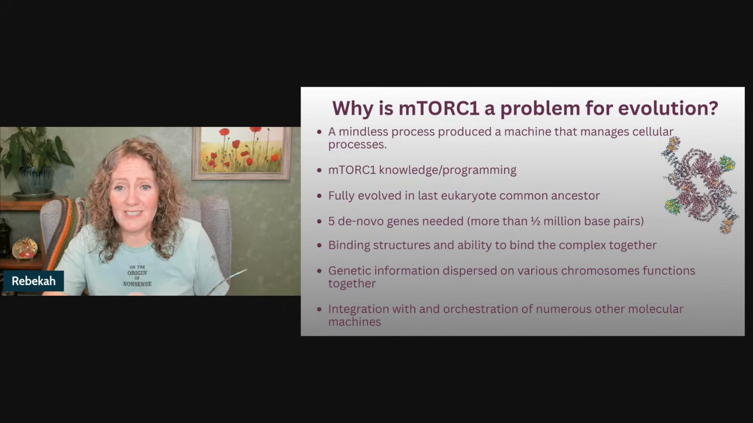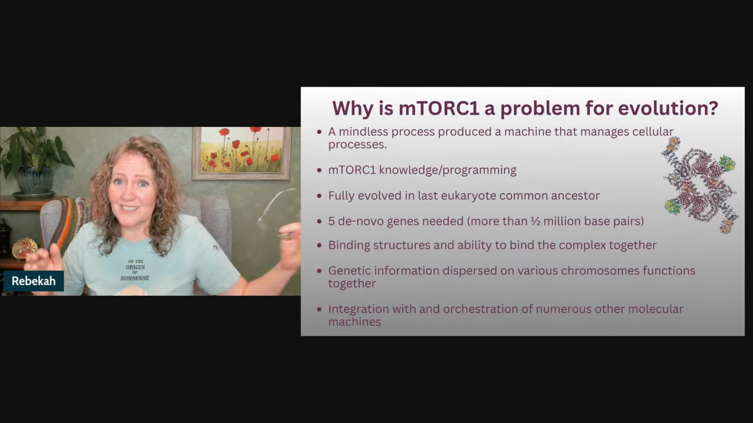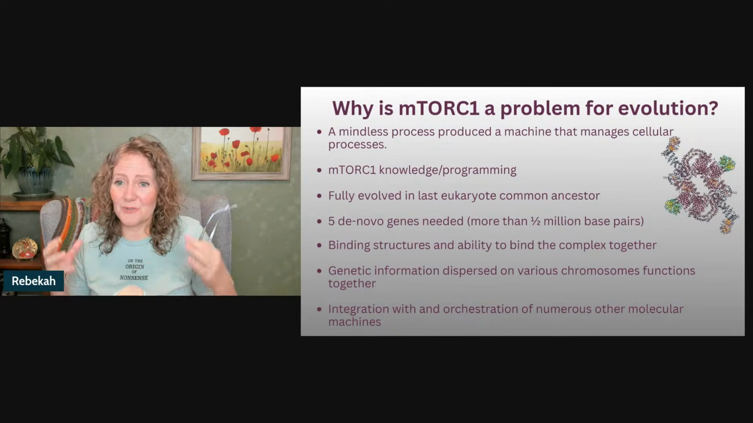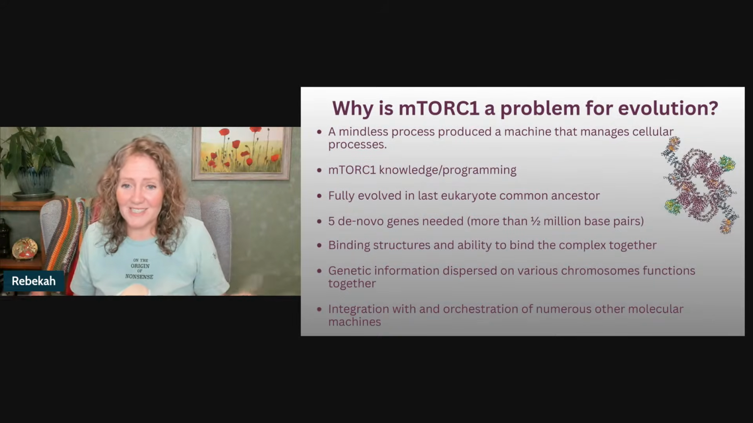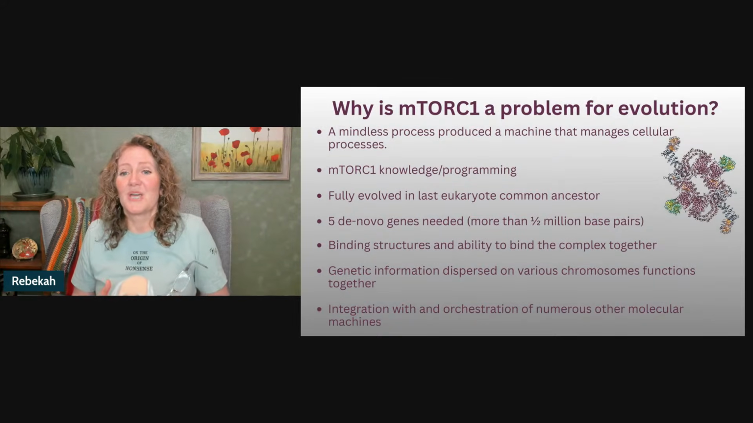De novo genes, it needs 5 of them. It needs 5, and several of the genes are very large. And so it needs genes that work together. It needs binding structures and the ability to bind this together, separate proteins bound together to make this one machine that functions together perfectly harmoniously and integrates with all these other systems.